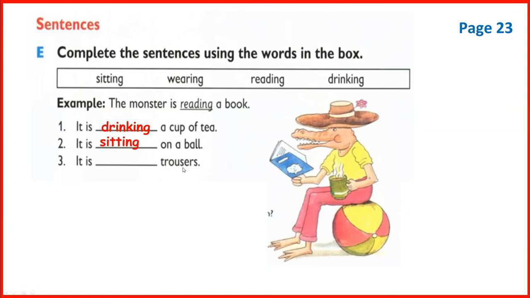It is dash trousers. It is wearing trousers. Okay, what's the spelling of wearing? W-E-A-R-I-N-G, wearing. Okay, right here wearing. It is wearing trousers. Okay, like this.